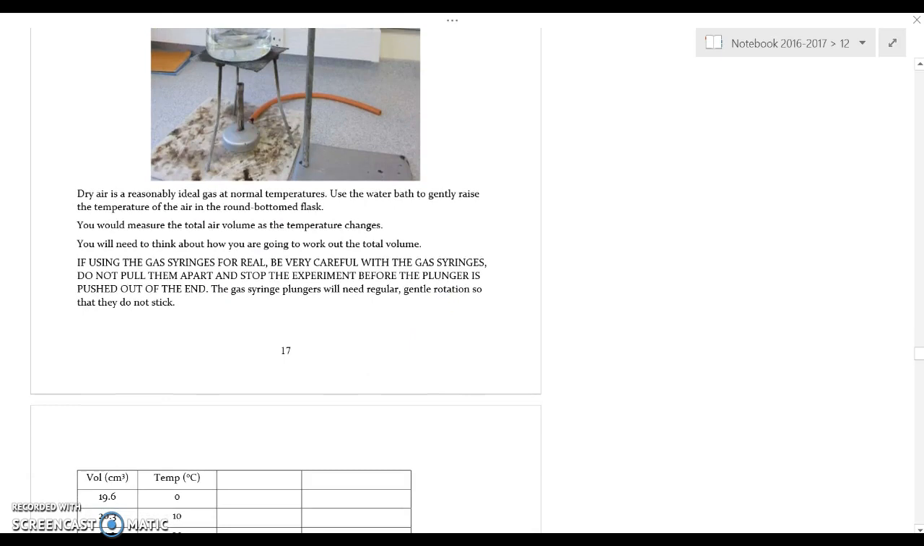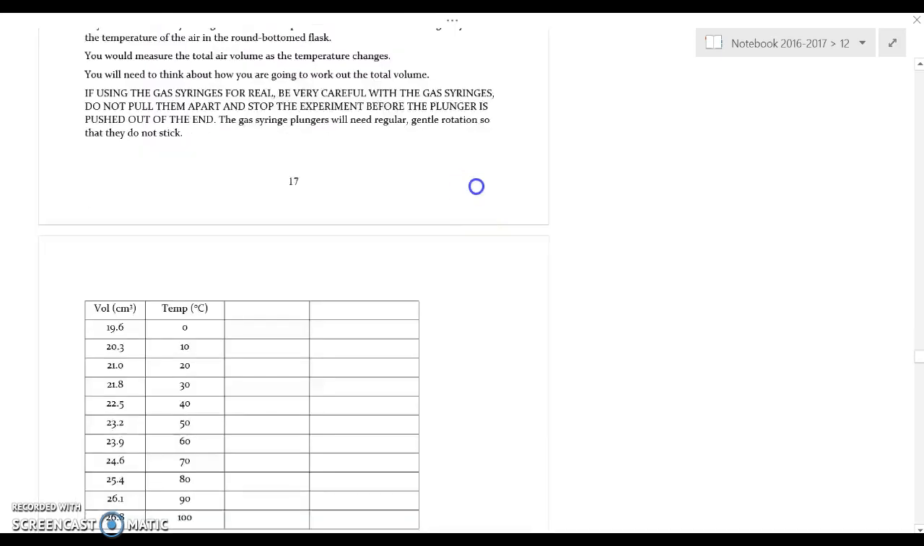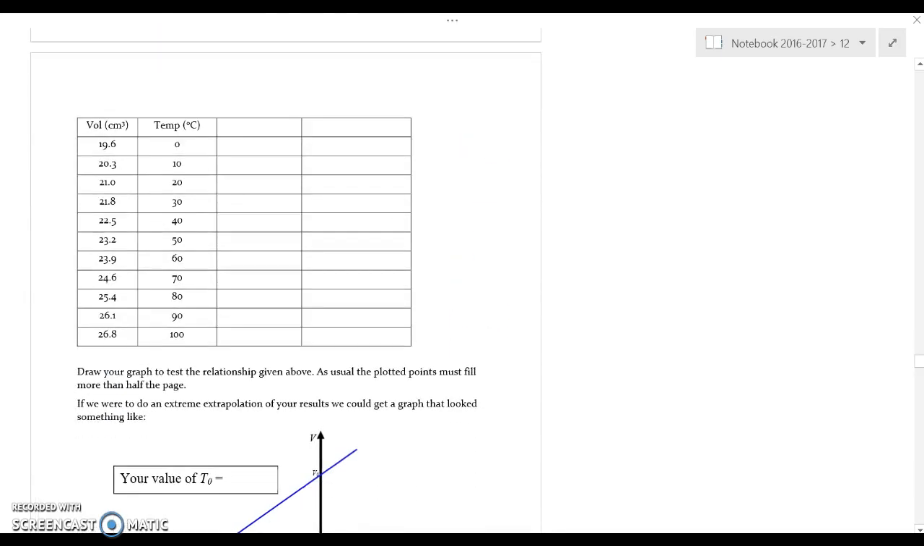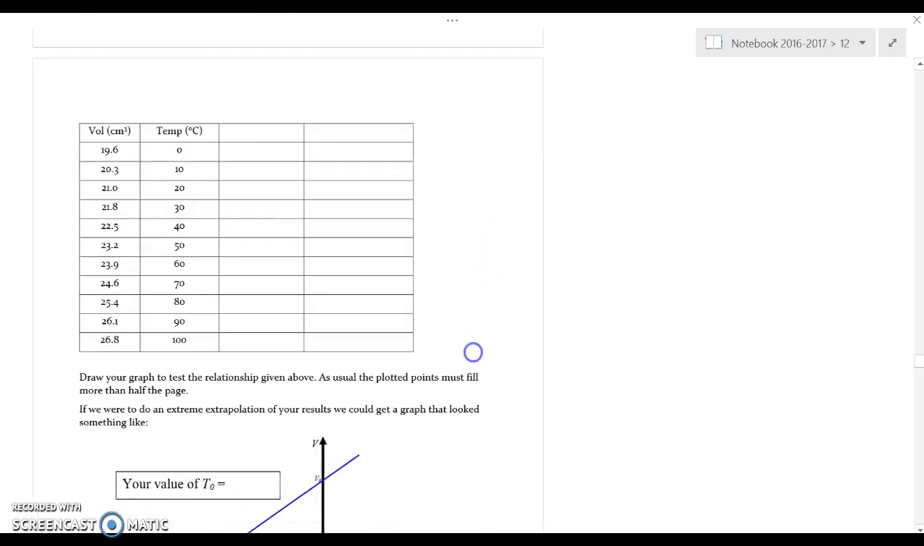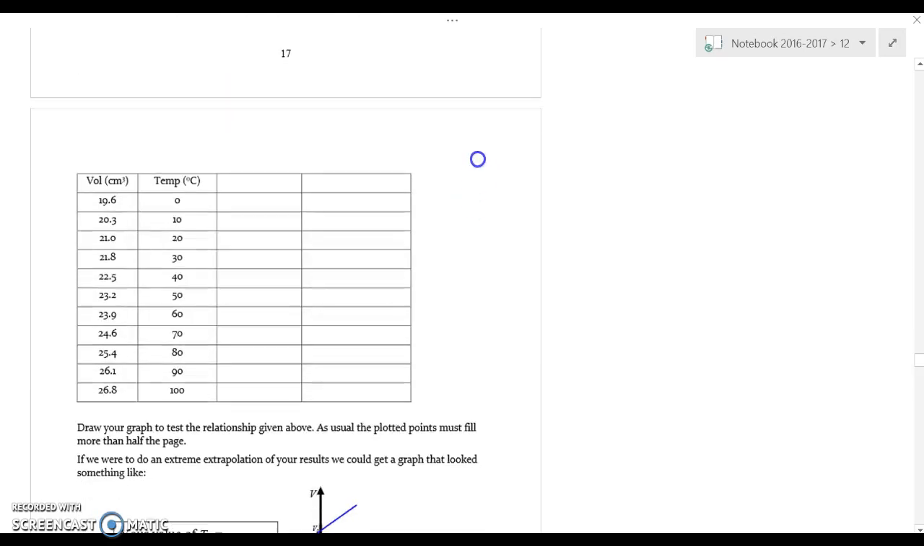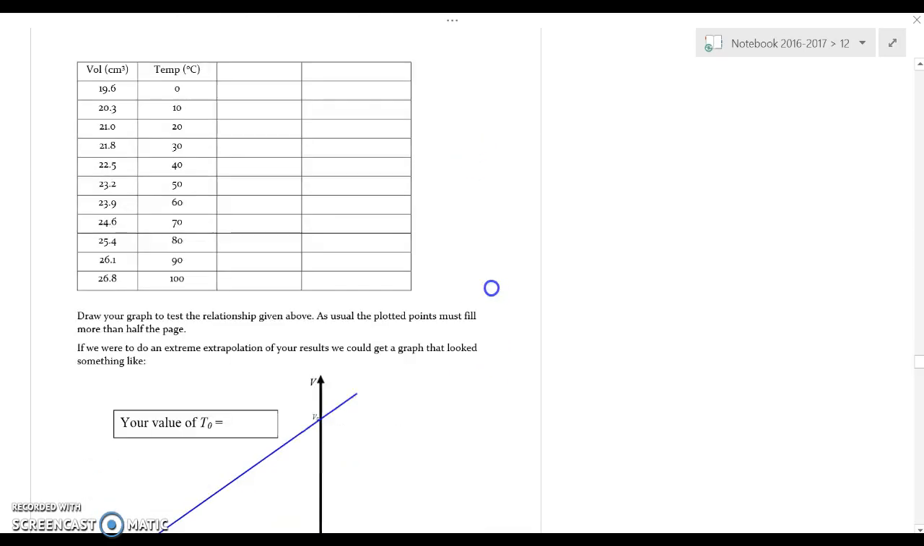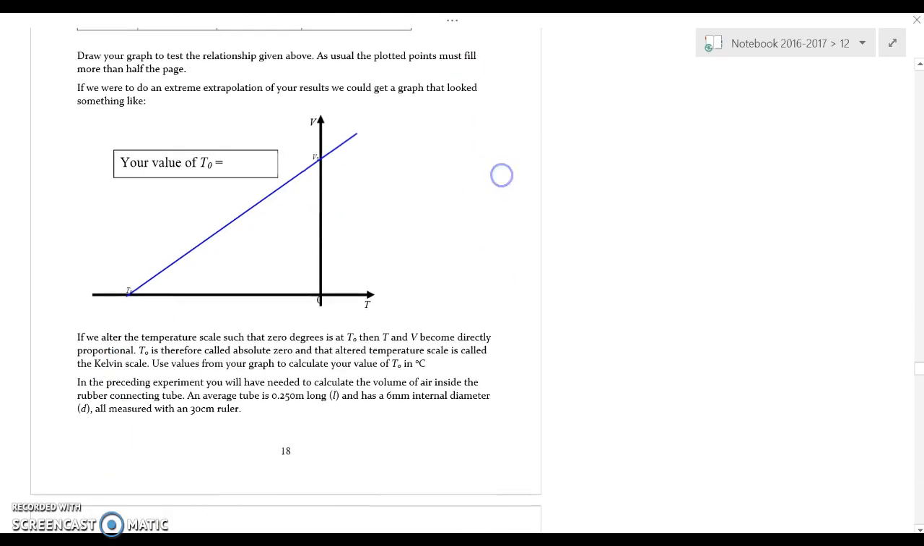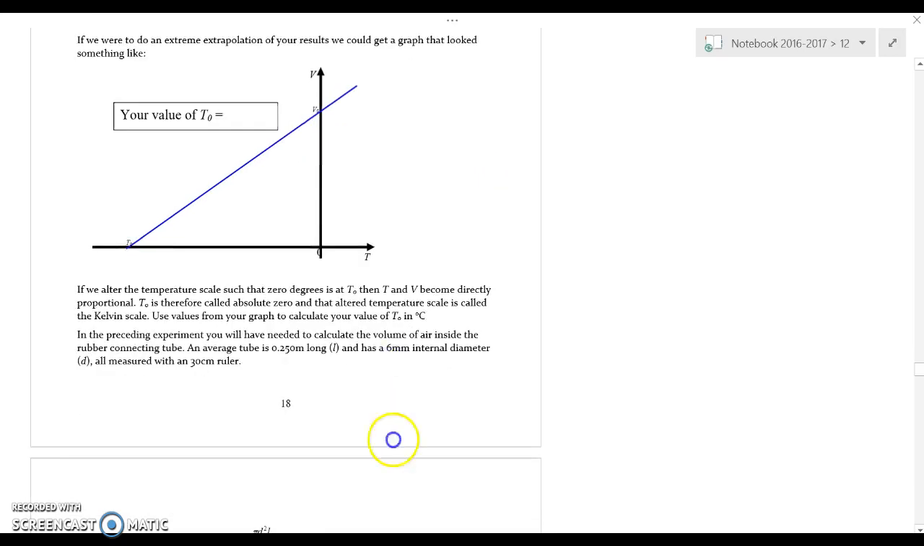You're told about ideal gases. You'll study ideal gases at A2. They're quite interesting. You're given some data. You're going to draw a graph. You're going to test whether this relationship here holds: V is equal to KT plus V naught. Think about what you plot on the y, what you plot on the x, and what the gradient and the y-intercept will be. There's some interesting data here.